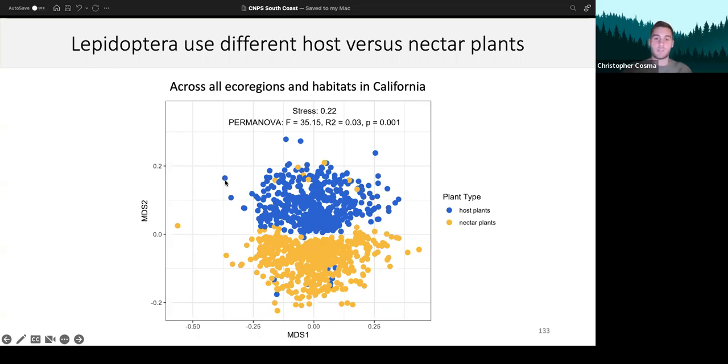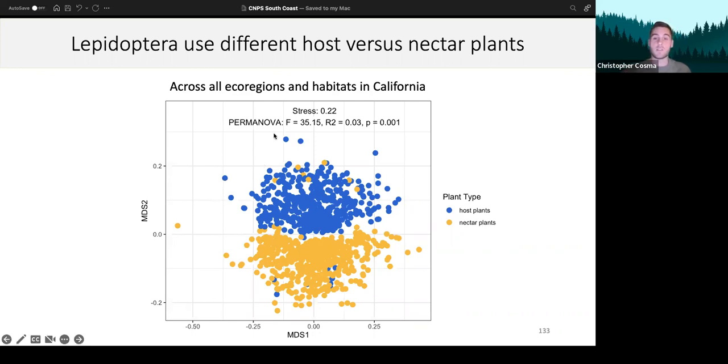And so every dot in this plot represents a group of plants, a plant community, if you will. And so in our blue dots, we have our groups of host plants. So again, those are our caterpillar host plants. And each dot is a group of plants in a different habitat type across California. And each yellow or orange dot here is a group of nectar plants. And the distance between these, each dot corresponds to how different that group of plants is from one another.